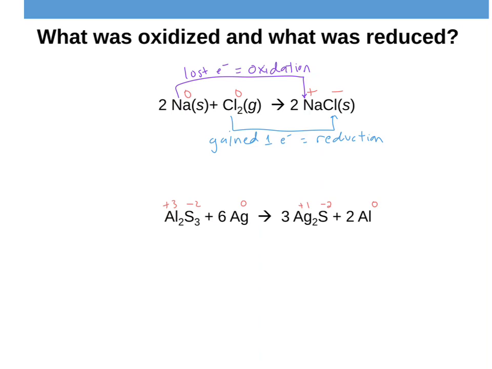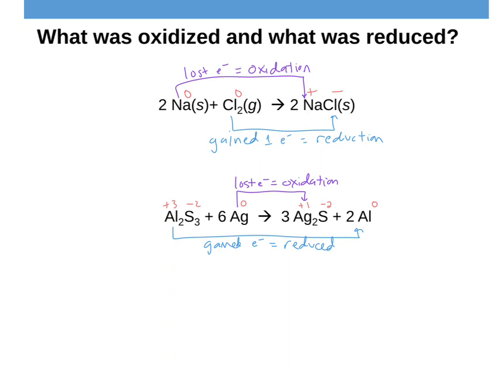So what lost electrons? It looks to me like silver lost electrons because it went from 0 to +1. Oxidation. And now if I take a look at what was reduced, aluminum was at +3 and now it's down at 0. And so that means it gained electrons and it was reduced.